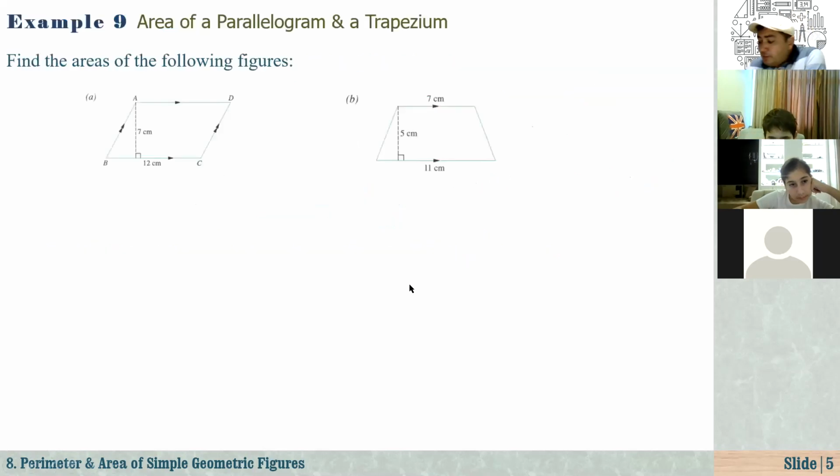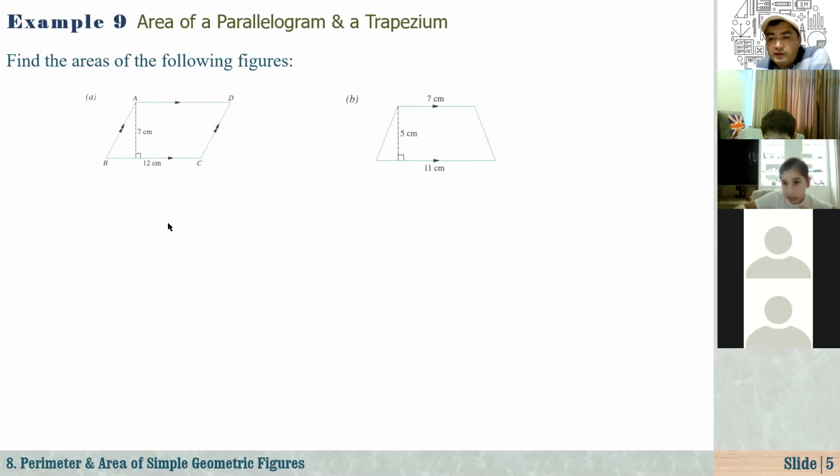Now, a simple example. These are just warm up, stretching exercises. We didn't start playing tennis yet, okay? So we are just doing stretching exercises now. Find the areas of the following figures.